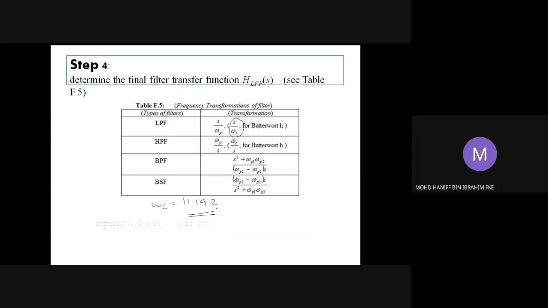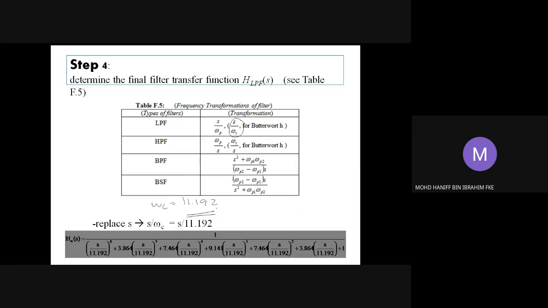From the previous step, you can then calculate the H(S), the actual transfer function for the given specification of low pass Butterworth filter, which will be equal to this. All the S terms shall now be substituted with S over omega C. So that should be the answer for your transfer function of the Butterworth filter, low pass type. Hopefully you understand clearly on this example.